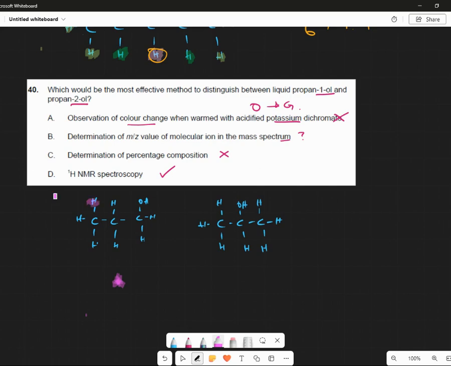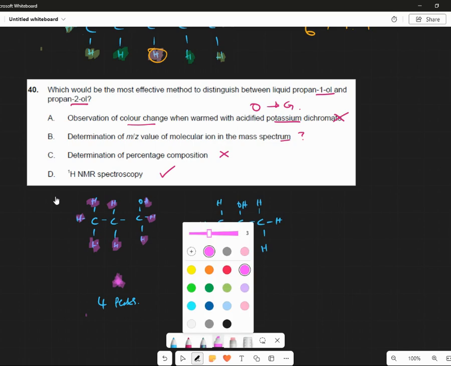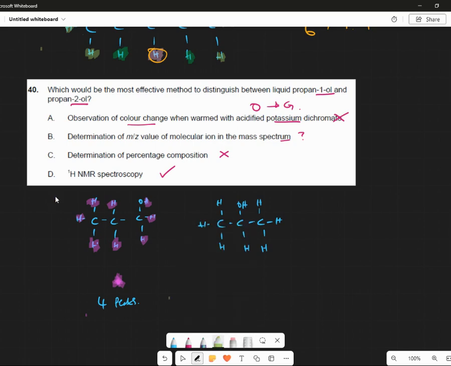So 1 proton environment, 2 proton environments, 3 proton environments, 4 proton environments. So we'll get 4 peaks here. Let's have a look at the other one, propan-2-ol. How many peaks will I get here? This, and this, and this, and this are all the same. So that's 1 proton environment.